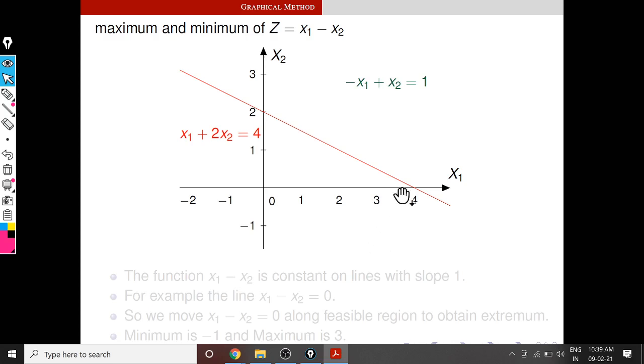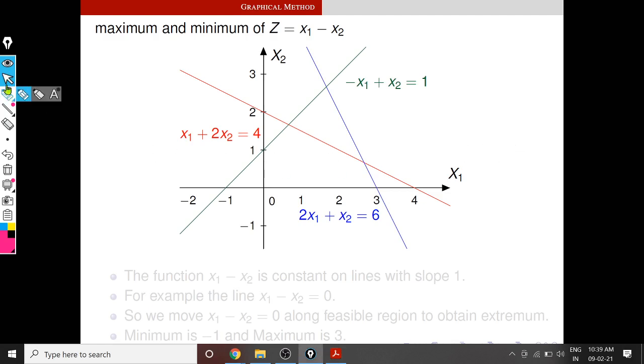Next, minus x1 plus x2 equal to 1. This is the straight line passing through minus 1, 0 and 0, 1. And we have one more equation, that is 2x1 plus x2 equal to 6, and this is a straight line. By substituting the origin, it is clear that this is the first region, this is the second region, and this is the third region.